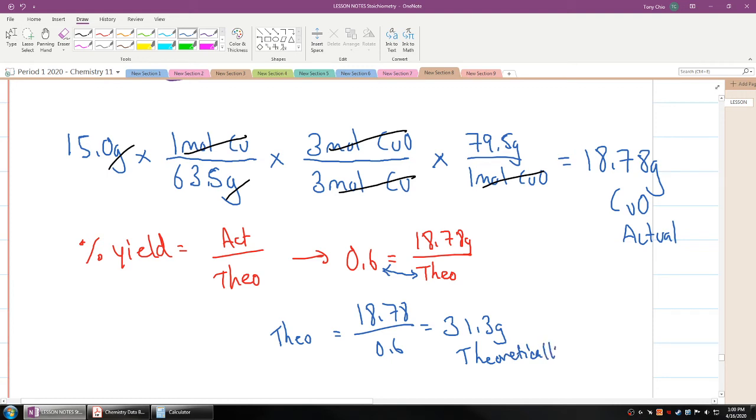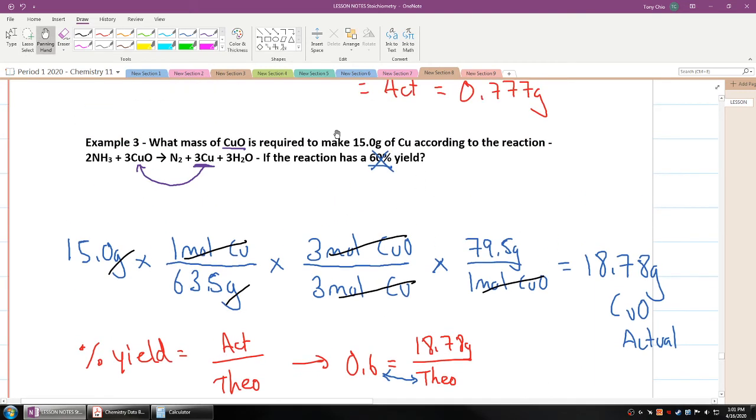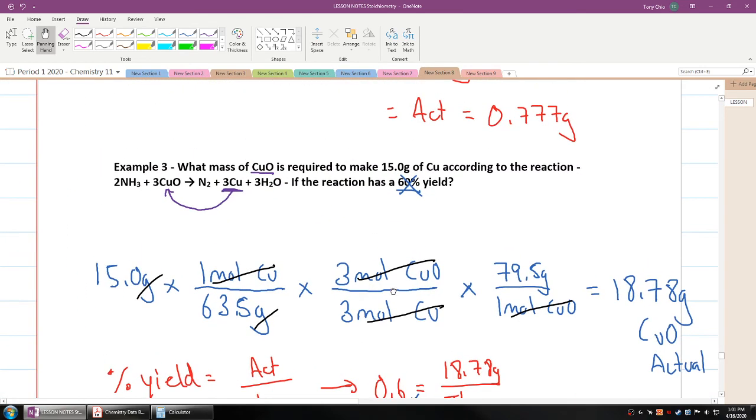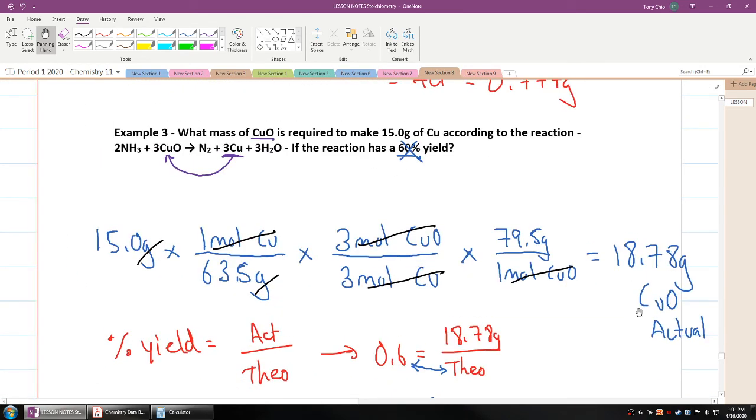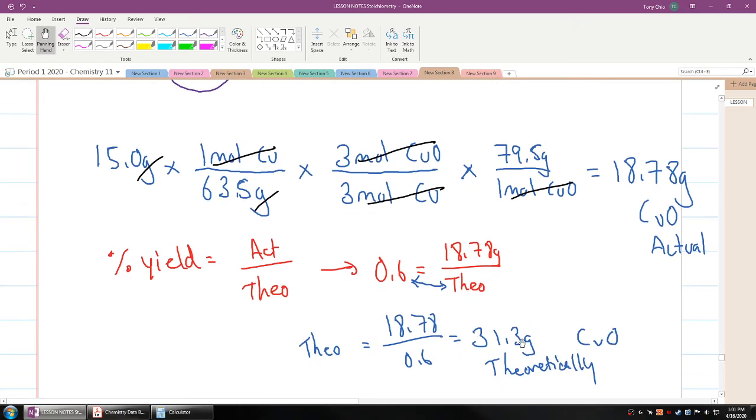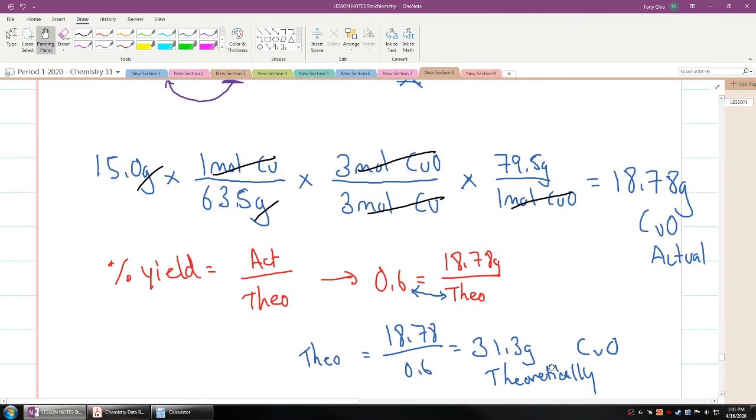What that means is, in this question, you're going to need 31.3 grams of your copper oxide to form 15 grams of copper because of the 60% yield. If you had 100% yield, then that is the copper oxide you'll need. But because of the 60% yield, you'll need 31.3 grams to make 15 grams of copper.